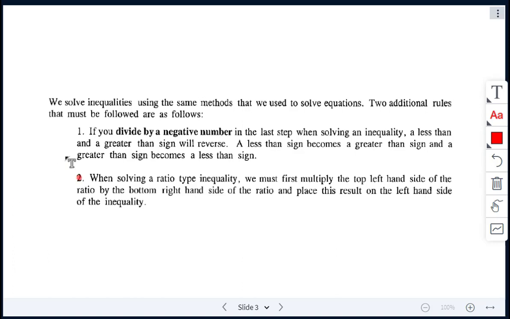Lastly, if it's a ratio type inequality, this is how we've been solving them anyways. If it was a ratio type, you multiply the top left by the bottom right of the other side, and you place it on the left-hand side of your inequality. And that's how we've been doing inequalities anyway.